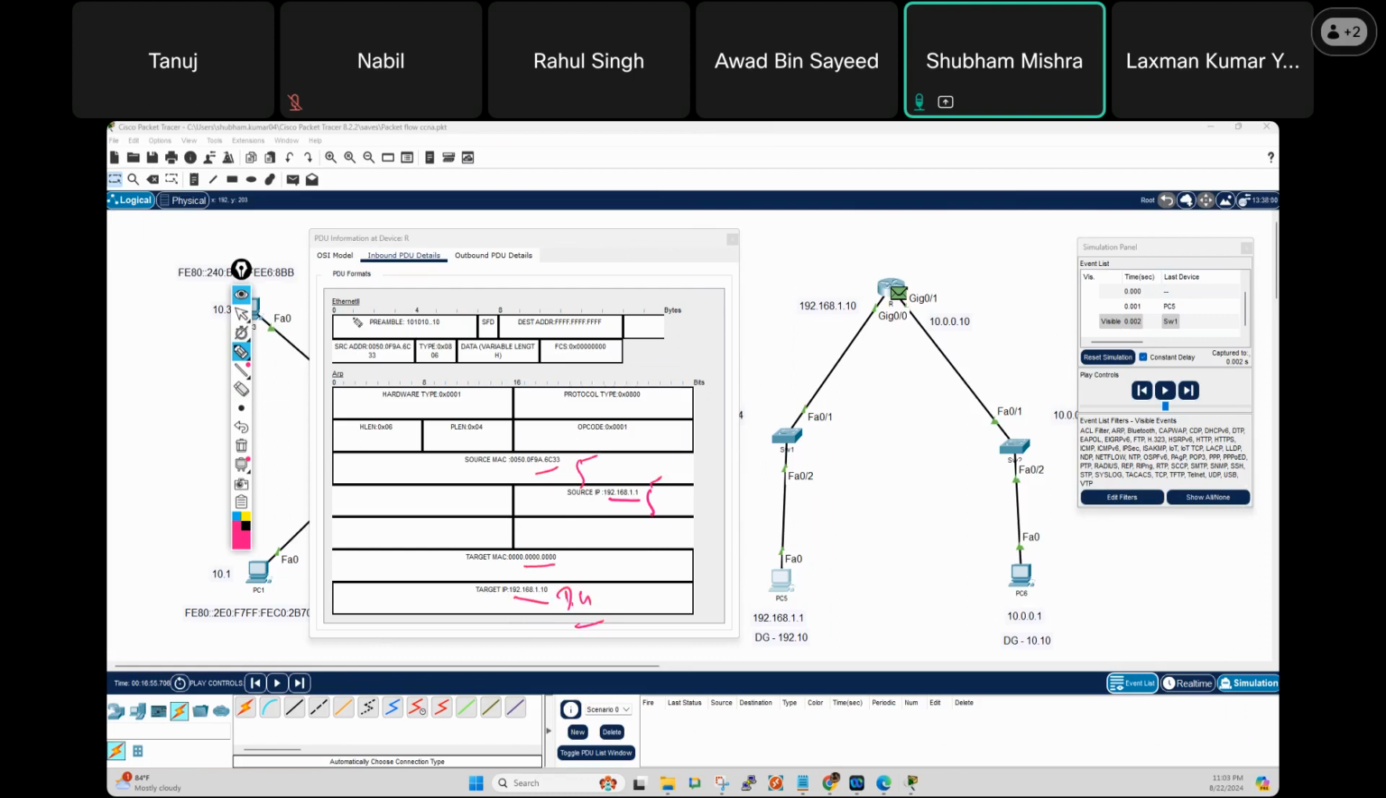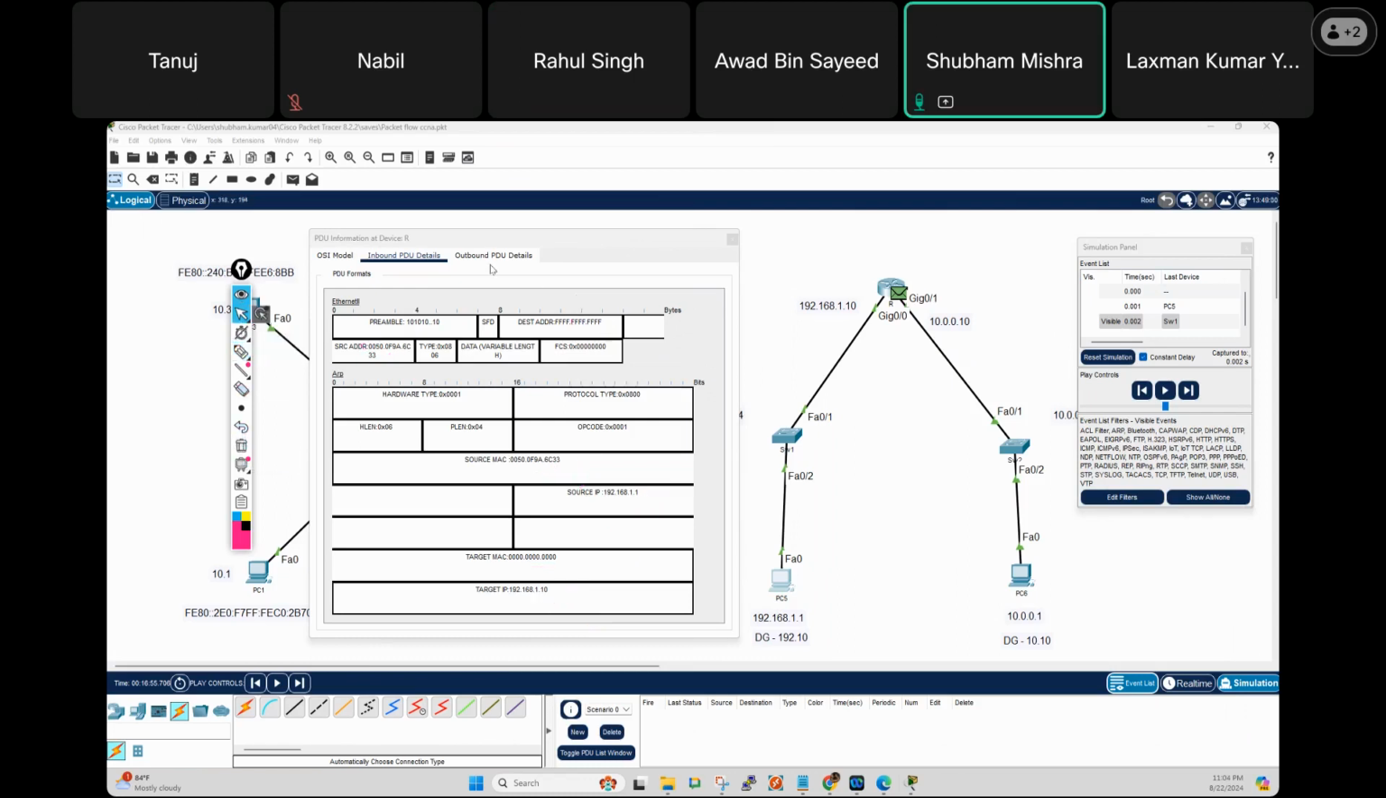Ethernet header. In the Ethernet header, what is the source MAC address? Source MAC address is the PC number 5 MAC address and the destination is FFFF, which means this is a broadcast, right? And I hope you already know that an ARP request is always broadcast. Yes, everyone? Okay.